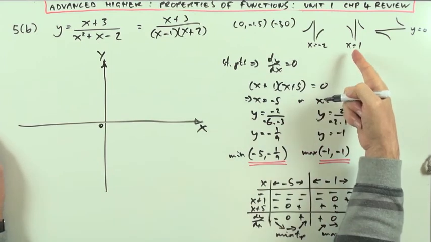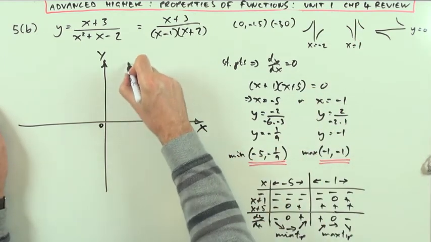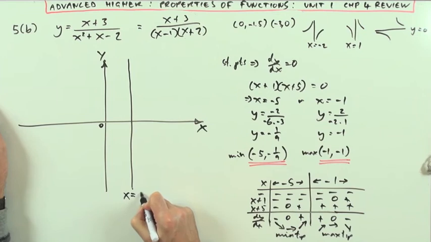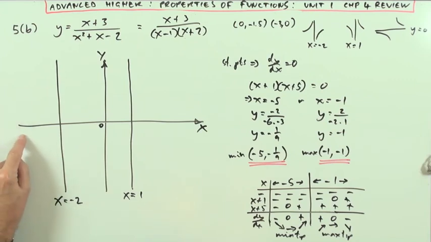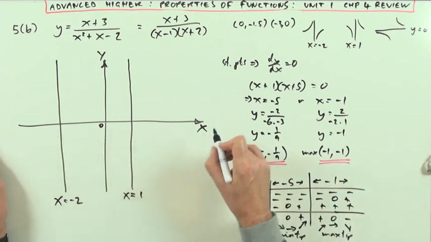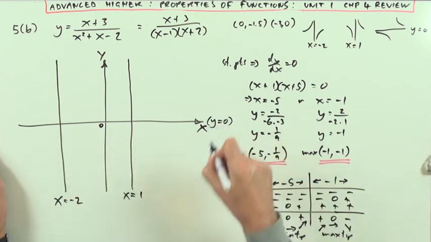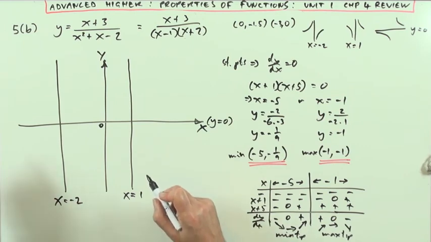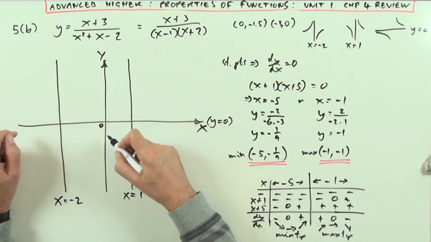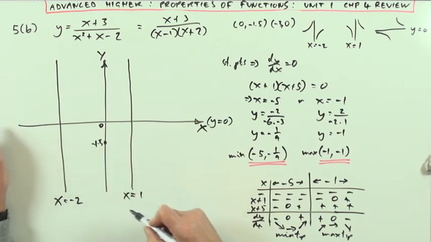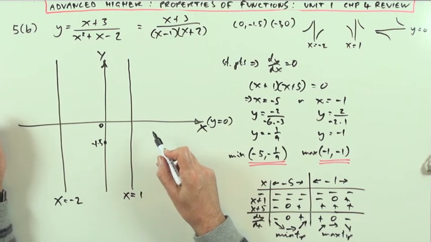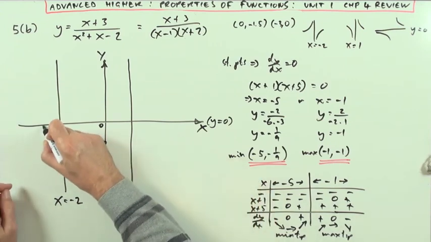Right, it's got a vertical asymptote at x equals 1, there's a vertical asymptote at x equals -2. I've not left myself enough room to get to -5 now. A horizontal one just on the x-axis, y equals 0, I'll just put down there. It crosses the vertical axis at -1.5, let's just say that's about there. Crosses the x-axis at -3, somewhere about here.